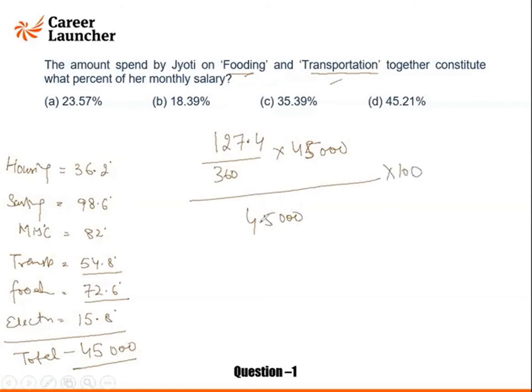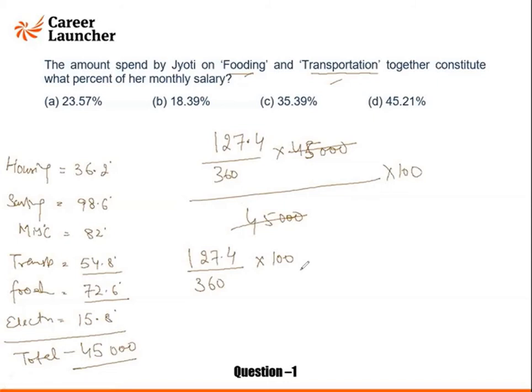But what will we do? See, 45,000 and 45,000 will cancel out in any case. So my question will turn out to be 127.4 by 360. So next time onwards, I will use this 45,000 only when I need to find the value. Otherwise, I don't need this part. So in my next calculations, I will not show you 45,000. So my actual calculation will be 127.4 by 360 into 100. Now, what is the next? Now we need to solve this.